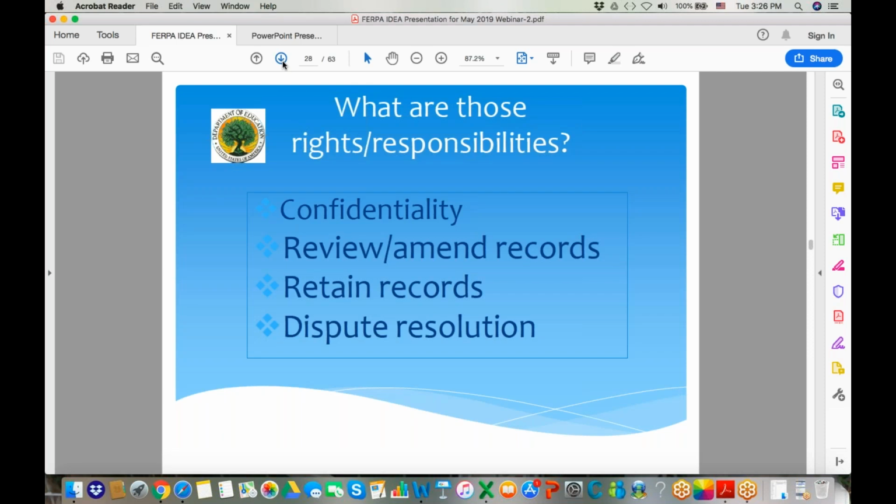So over the next couple slides we're going to cover 4 basic or primary areas. We're going to look at, again, confidentiality, more so consents to release information. We're going to talk about inspection and review and amendment of records. We're going to talk again a little bit more about the obligations to retaining records. And then we're going to finish up this section with a discussion of dispute resolution. So if we go to the next slide, please.